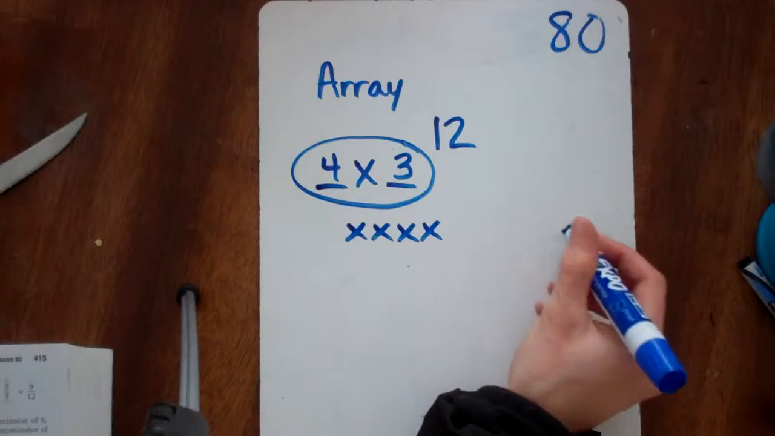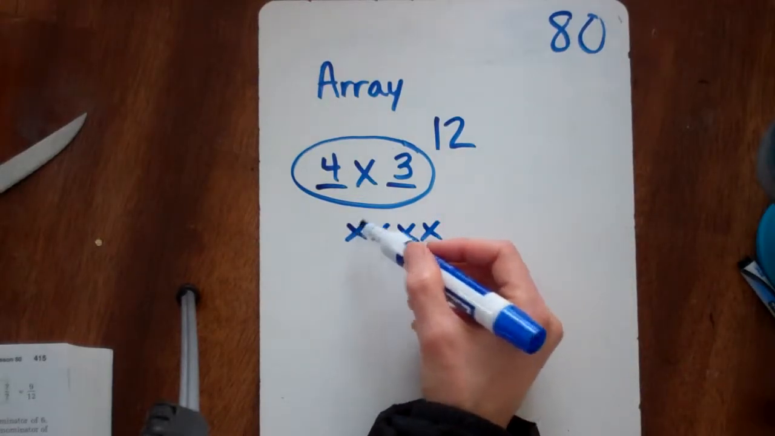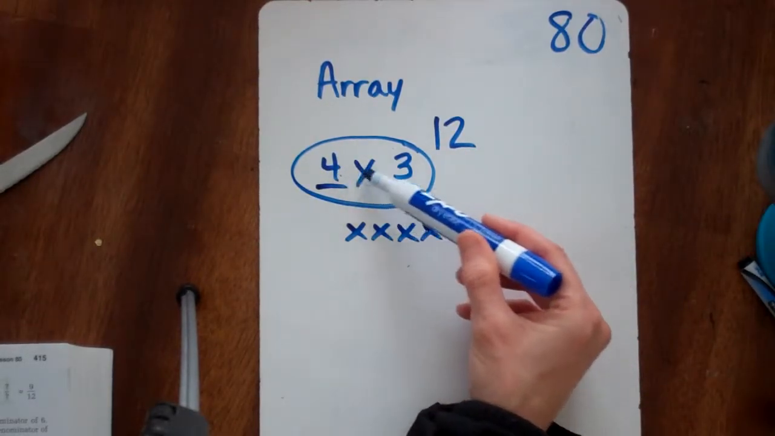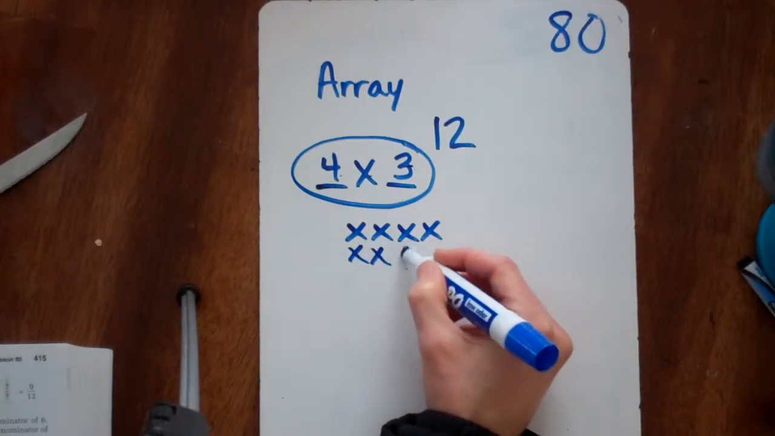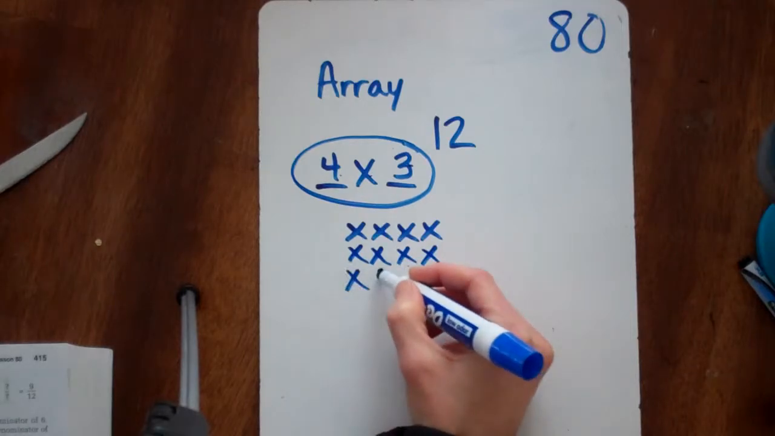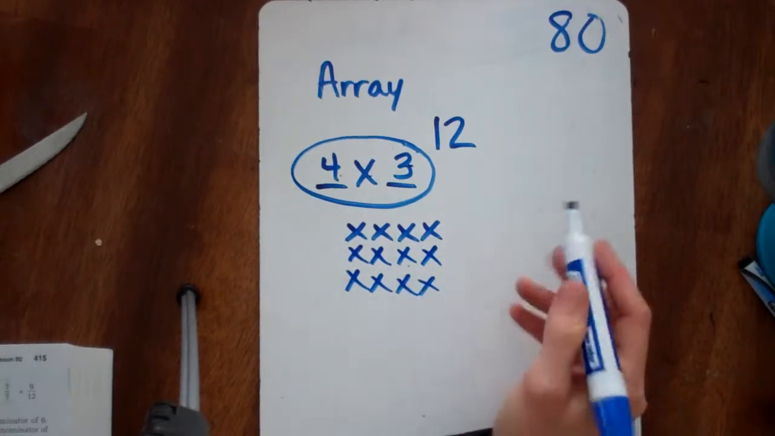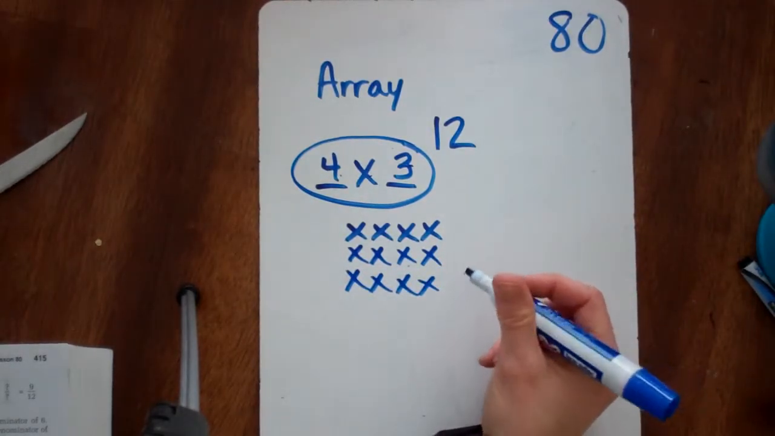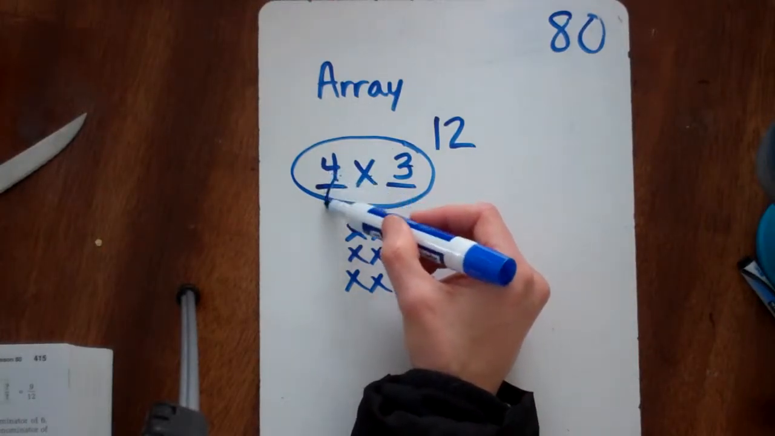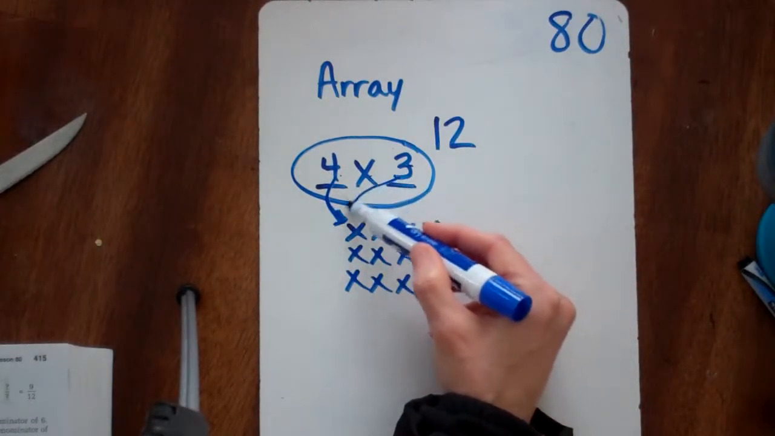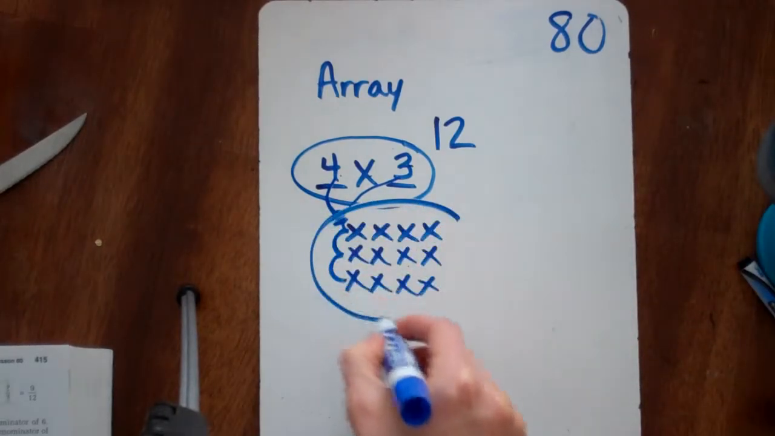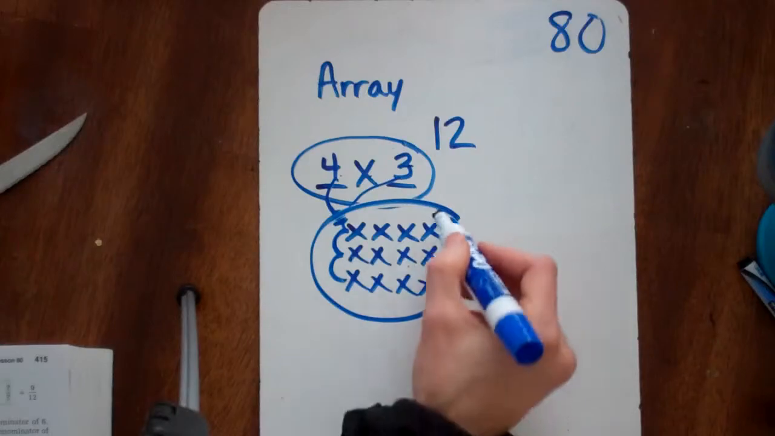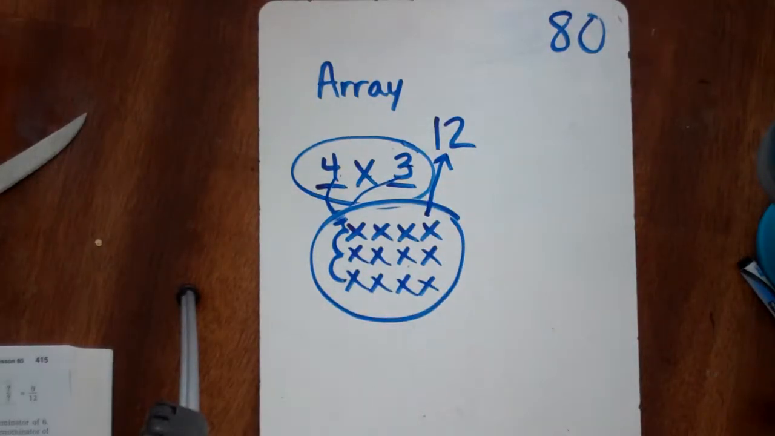I'm going to use X's for my objects to make this array. Okay, you can do dots or whatever, but we're going to use X's. And so I have 4 X's how many times? 3 times. So I will have 3 rows of 4 X's. And if you counted all those X's, we would get 12, okay? So what I'm showing here is that I have 4 X's 3 times. 1, 2, 3. Just like that, okay? So this right here is an array for 12, okay?